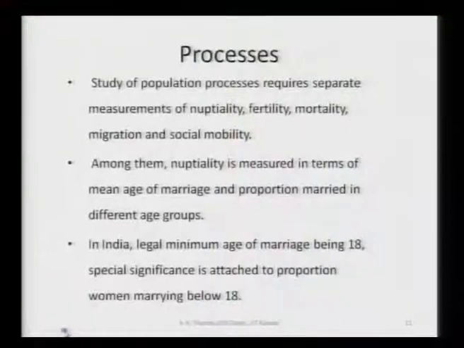And then we also calculate proportion married in different age groups. In India, marriage is early and universal. So, by the time a woman reaches 30 or so, almost all are married. So, to understand fertility patterns, proportion of married women in different age groups would be of immense help. So, these are two indicators of nuptiality. As I said, in India, legal minimum age of marriage being 18, special significance is attached to proportion of women marrying below 18. So, whenever we conduct surveys or when census figures are out, we will immediately look at what is the proportion marrying below 18.